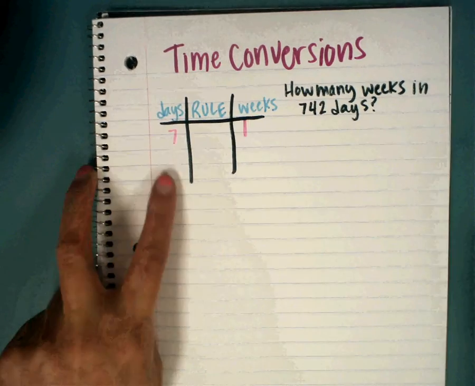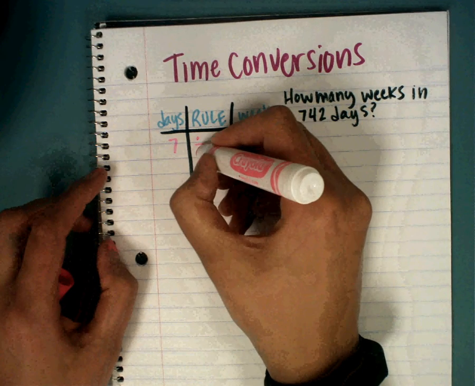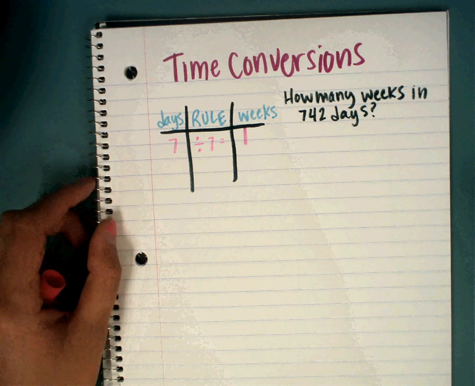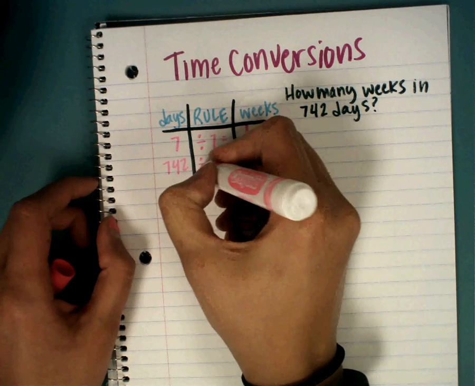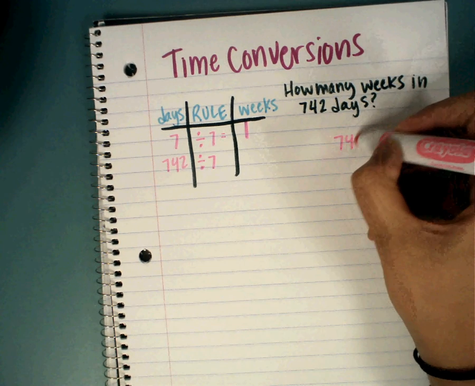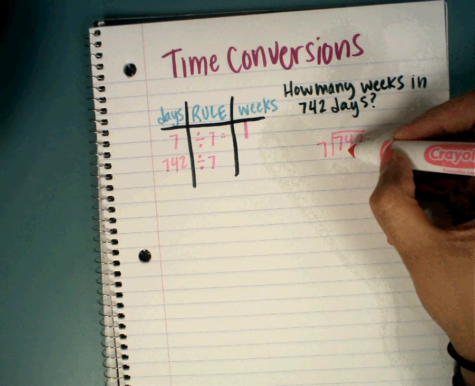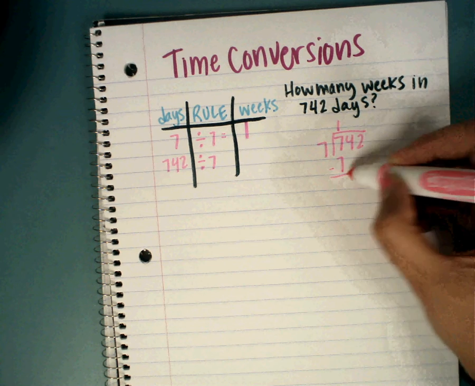How do I get from 7 to 1? I'm going to divide by 7. And 7 divided by 7 equals 1. So now I'm going to plug in my number of days, 742 divided by 7. All right, so let's go ahead and do that over here. 742 divided by 7. How many groups of 7 can I get out of 7? 1. 7 times 1 is 7. 7 minus 7 is 0.